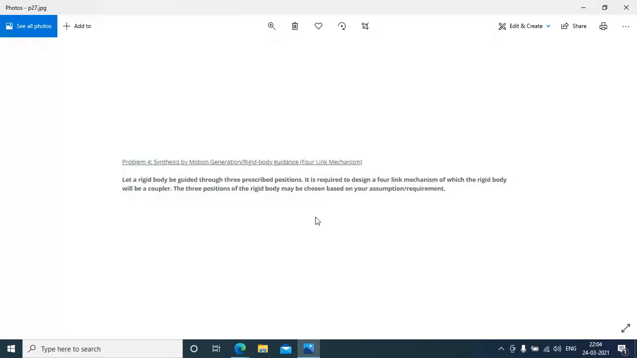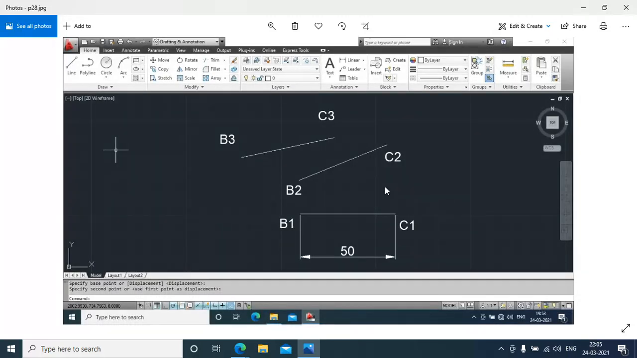Now coming to the fourth problem, synthesis by motion generation, rigid body guidance four-link mechanism. So here let our rigid body be guided through three prescribed positions. It is required to design a four-link mechanism of which the rigid body will be a coupler. The three positions of the rigid body may be chosen based on your assumptions. So here we have chosen three positions of the coupler, any random positions, and the coupler length is of 50 mm. So these are the three positions B1 C1, B2 C2 and B3 C3.